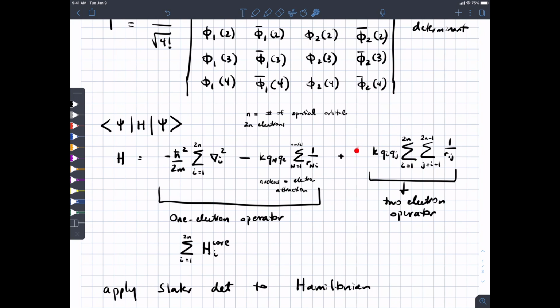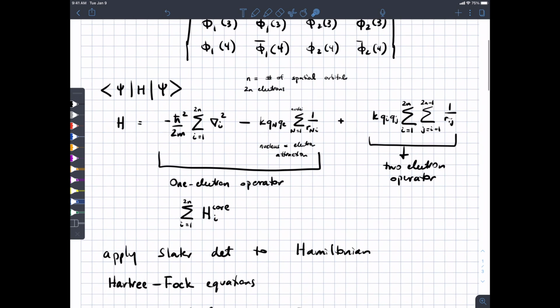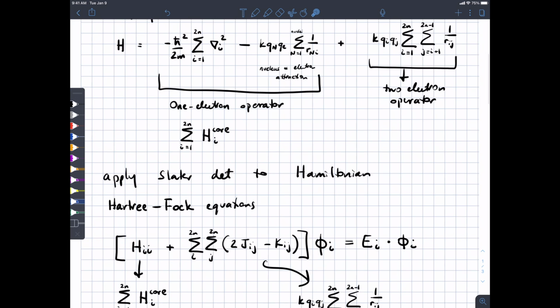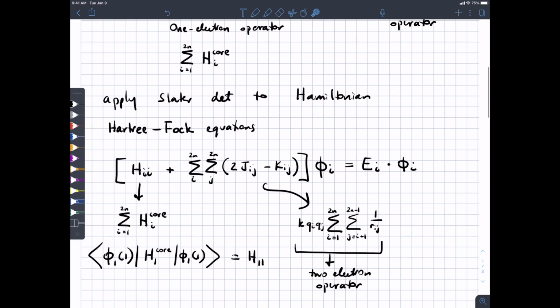The second part is electron-electron repulsion, for which you need to know the positions of 2 electrons, because you need to know the distance between the two. So we'll treat these two operators differently. We're going to apply the Slater determinant to the Hamiltonian, and from that we're going to get the Hartree-Fock equations.